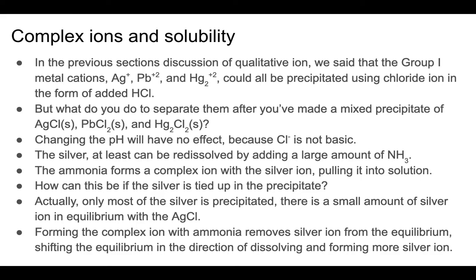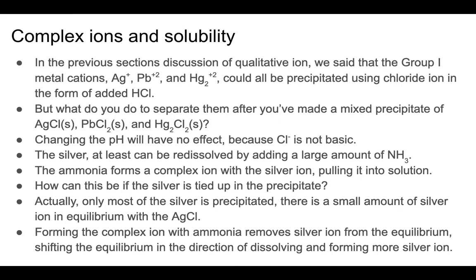Well, typically what you do with that precipitate after you've drained off the rest of the solution, the supernatant, is add to that precipitate a large amount of concentrated ammonia. Now the ammonia is going to form a complex ion with the silver ion, which is going to then pull that ion into solution. Now you might be thinking, wait a minute, I thought the silver ion was a precipitate. Yes, it's mostly precipitate, but with any solid in water, even if it's a small KSP, there's a small amount of silver ion that is going to be in equilibrium with that silver chloride solid.